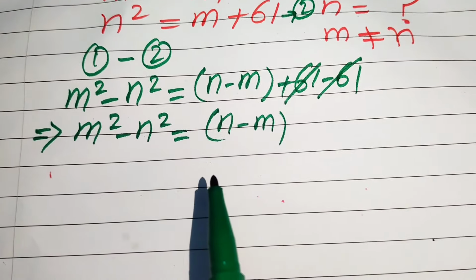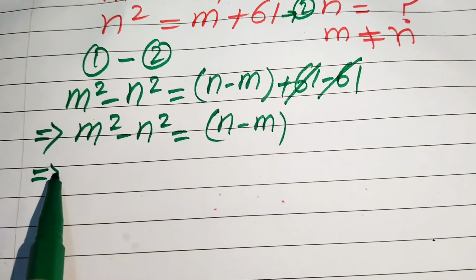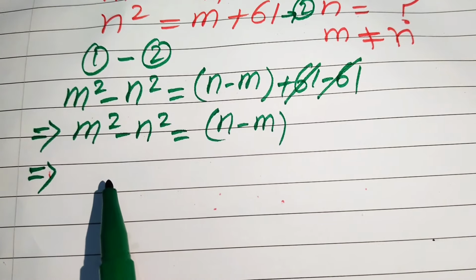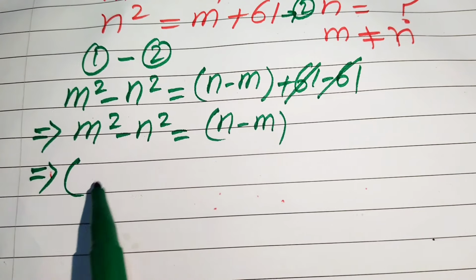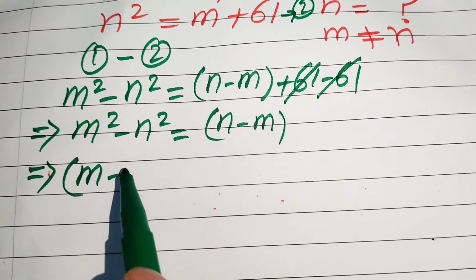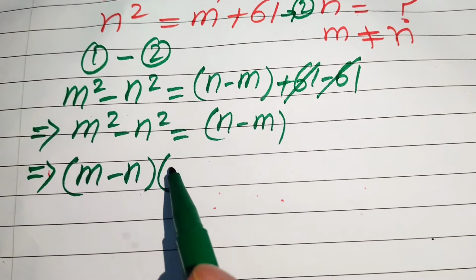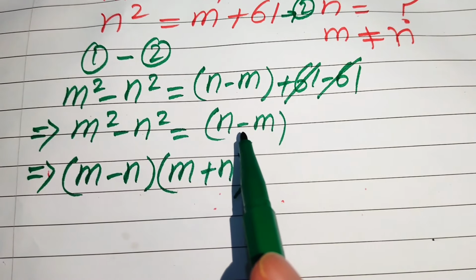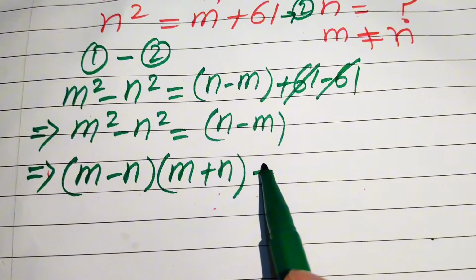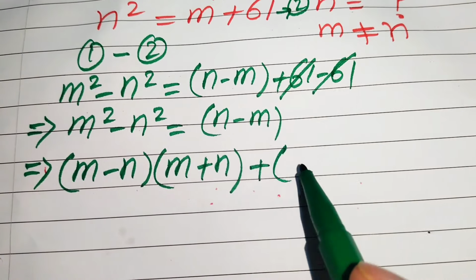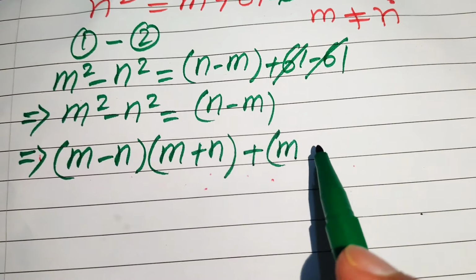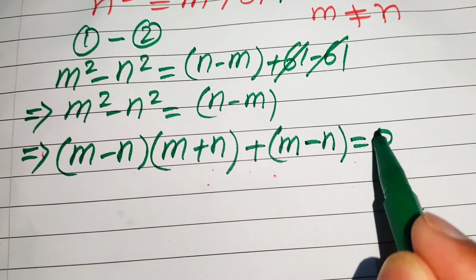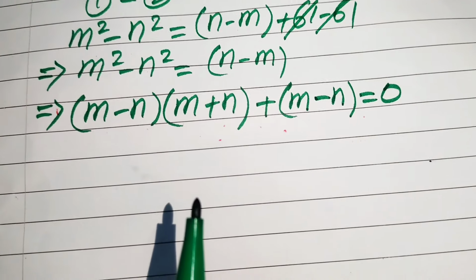Now in the next step, we focus on the left hand side, where we have m square minus n square. Here we use the nice algebraic identity. According to this identity, we write this expression as m minus n times m plus n, and here we move these two terms to the left hand side. So minus m becomes plus m, and plus n becomes minus n, and this whole equation equals 0.